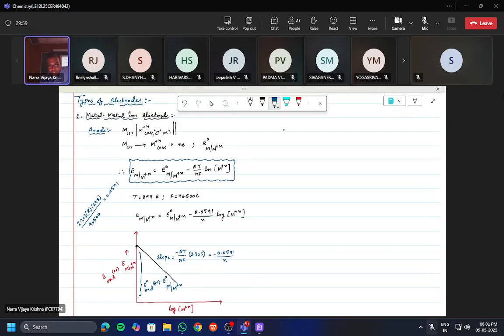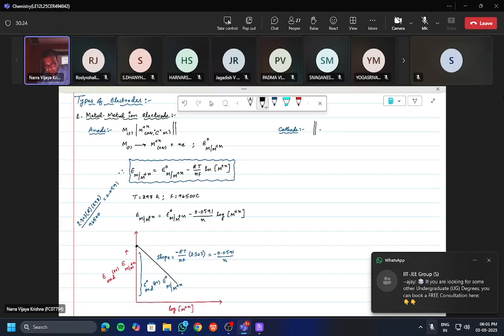Same thing was used as cathode. Then what will I write it as? Tell me the reaction when I write the same thing as cathode. At cathode, what should happen? Reduction. Reduction means I need to reverse it. So how will I write it?